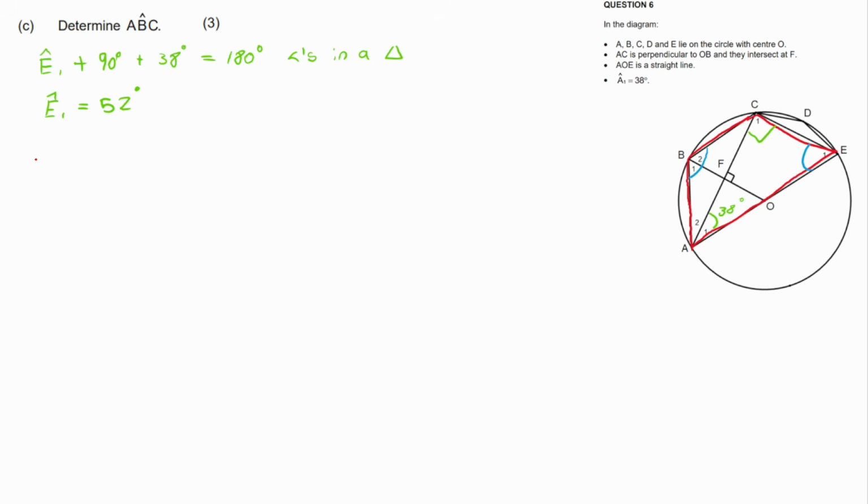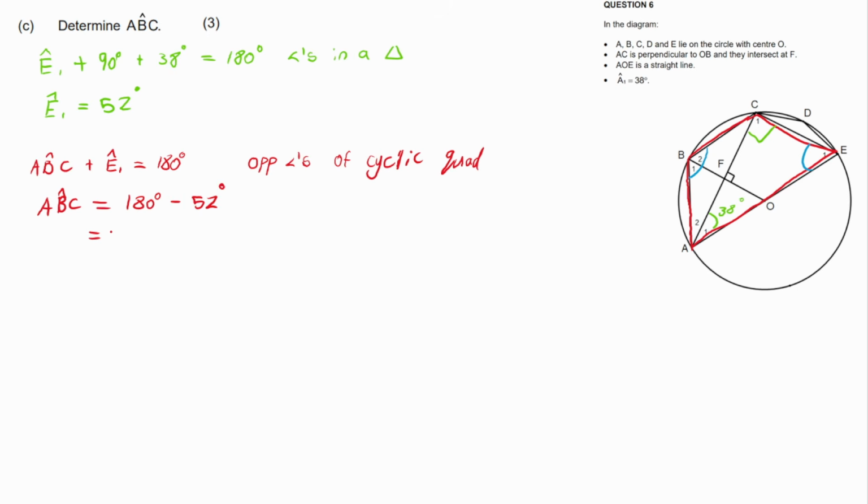Now we also know that angle ABC plus angle E1 is equal to 180 degrees. And the reason here is opposite angles of cyclic quad. But we know what E1 is. So we know that this is now 180 degrees minus E1, which is 52 degrees. And when we solve that, we get ABC is 128 degrees.